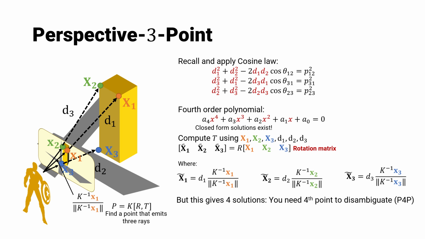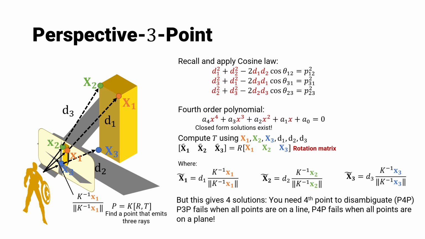P3P has a very special case where it fails when all the points are on a line, because the area of the triangle becomes 0 and hence it doesn't work and becomes degenerate. And P4P similarly fails when all the 4 points are on a plane. Again, you lose 1 degree of freedom and it becomes degenerate.